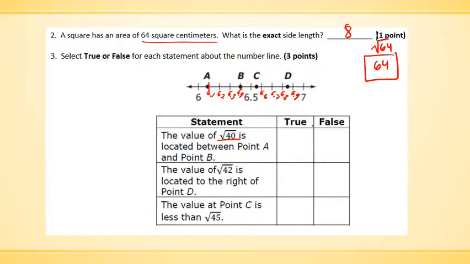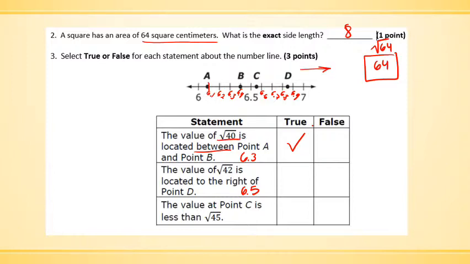So the square root of 40, when I find the square root of 40, I get a value of 6.3, so around 6 3/10, and it goes on past that, but I'm just going to say it's approximately that. And so I can see that A is a little less than 6 1/10, B is around 6 4/10, so I can see that it would be between those, so that would be true. The value of the square root of 42, when I find the square root of 42, I find it's approximately 6.48, or around 6 5/10 approximately. So would it be to the right of point D?